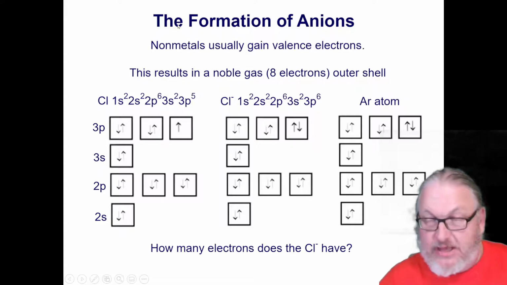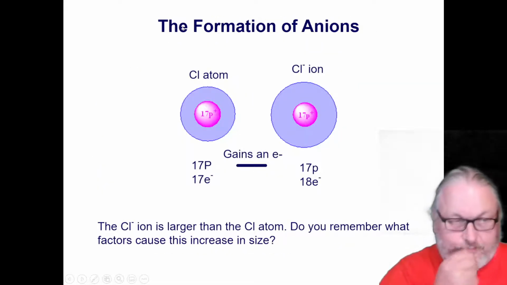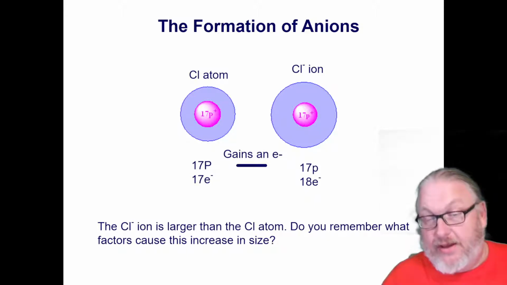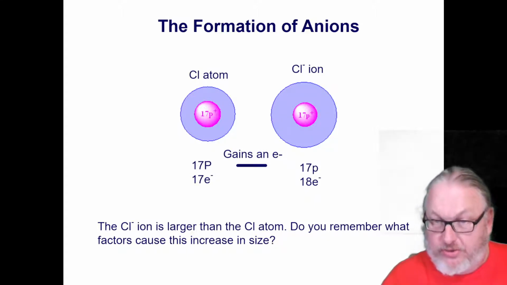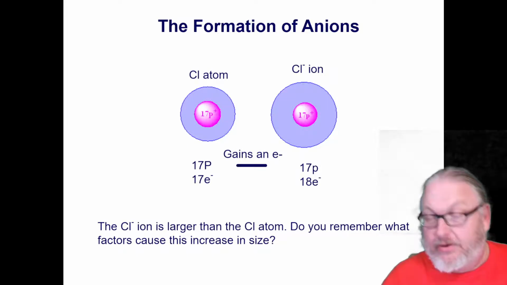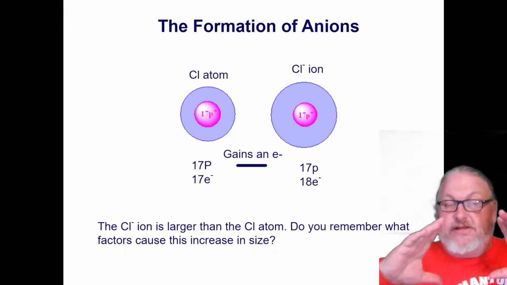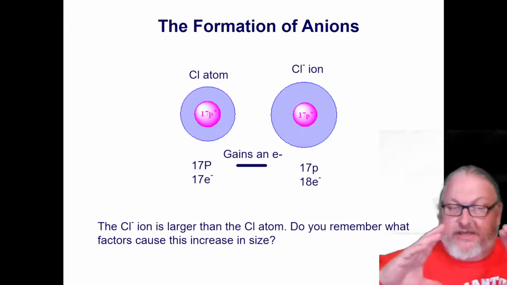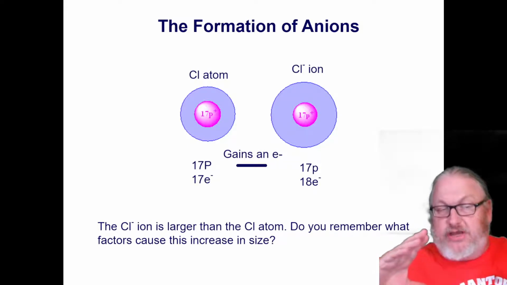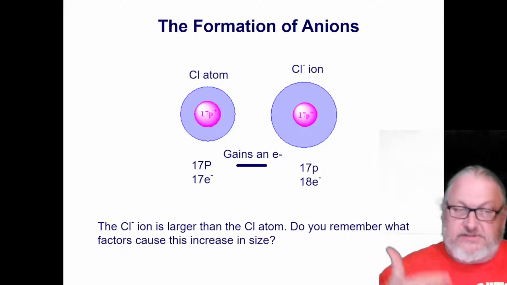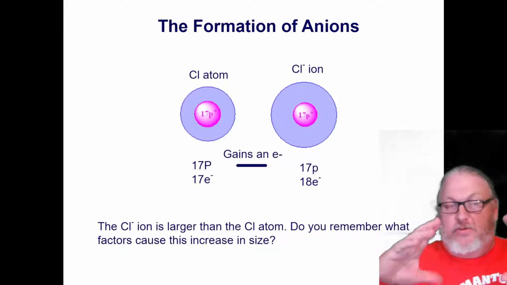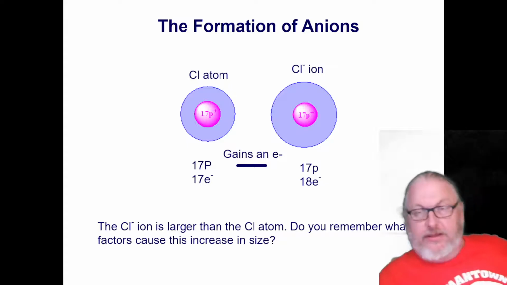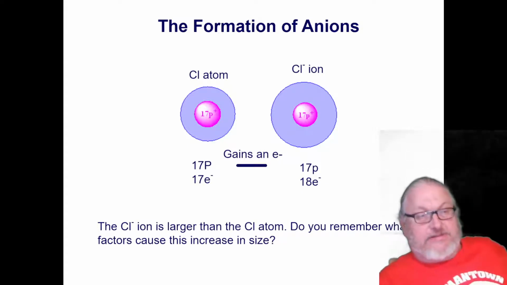Now, let's talk about the sizes, right? The chloride ion is going to be larger than the chlorine atom. What affects the size? Zeff and the number of electrons. Well, now you have 18 electrons, which is more than the Zeff. So what are those electrons going to do? They're going to stretch out. The Zeff is not strong enough to hold those outer electrons together, so it's going to grow larger, because it has less positive charge.